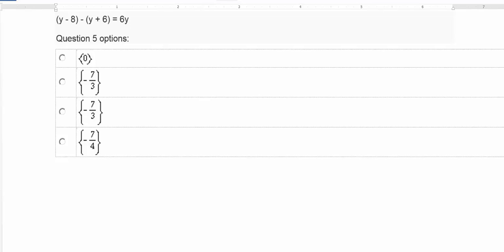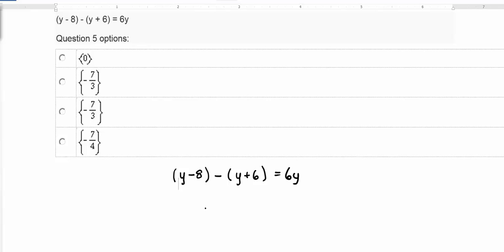Here's another equation that we're asked to solve. And again, we're solving for our variable y. So we want to basically get y by itself with a coefficient of 1. So let's rewrite our equation. It's y minus 8 minus the quantity y plus 6 equals 6y.